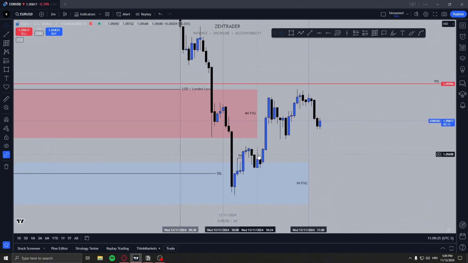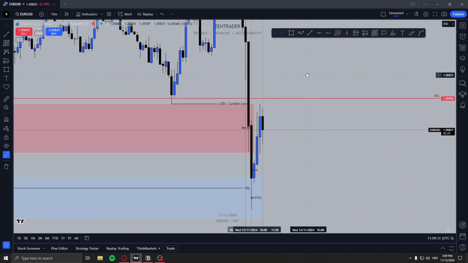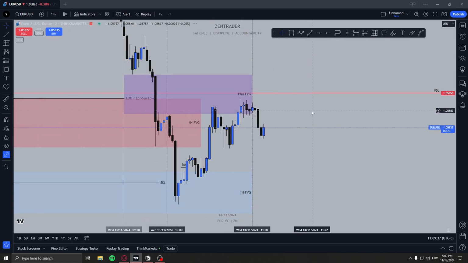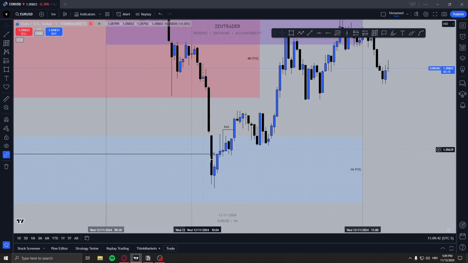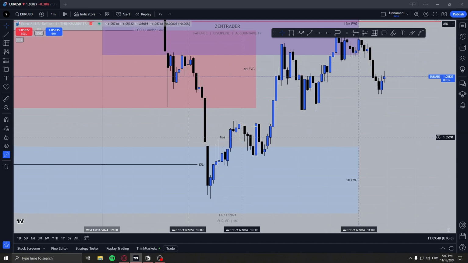Now, the setup that I took was not the setup I was supposed to take. Okay, so we're gonna mark this one again because it's important. Okay, so the setup I was supposed to take was this one. Okay, so we swept the sell side liquidity pool right here, reached into the 1 hour fair value gap, and we showed a break of structure right here. So this was the setup on the M1 on this fair value gap right here.